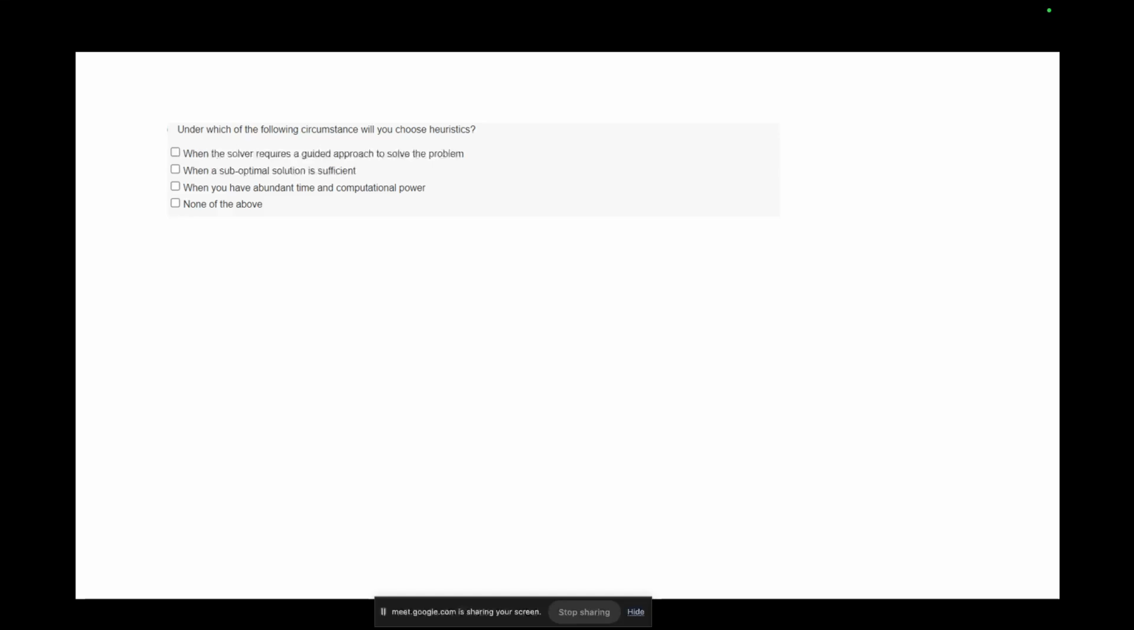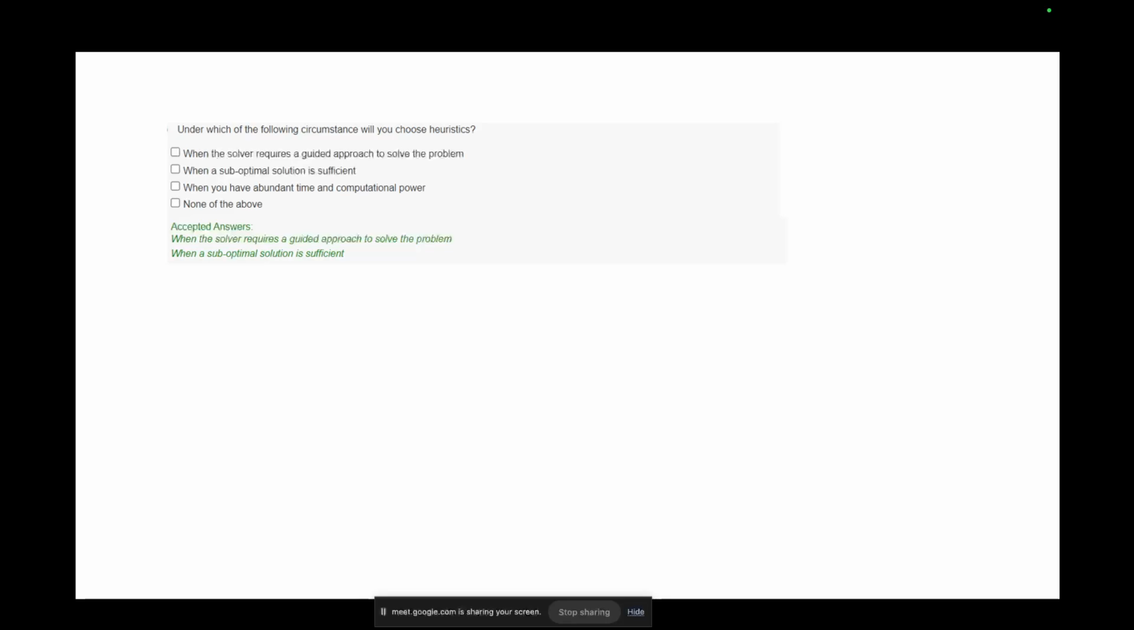I think the first two would be there, right? When the solver requires a guided approach, and when a suboptimal solution is sufficient. Yeah, that's correct. So what do we mean by heuristics here? Essentially heuristics is basically a constraint, right? Yeah. You basically put a constraint on the thing, how do I define it?